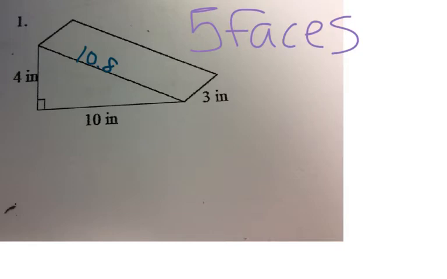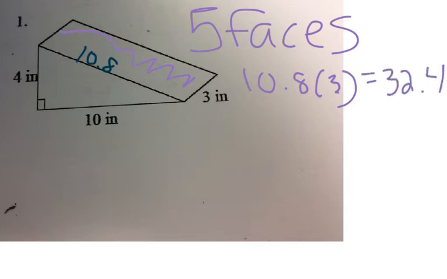So let's start with the top rectangle. This top rectangle right here is 10.8 times 3. And that gives us 32.4. You should be writing this on your page.